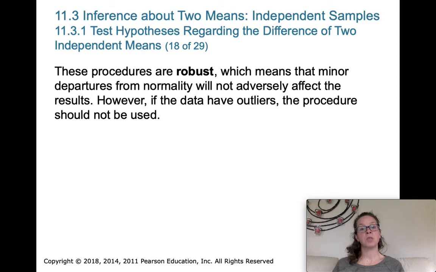These are robust, which means that if it's not perfectly normal, things are fine. But if we do have outliers, it's risky business to use these methods. So we should check for outliers in our data.